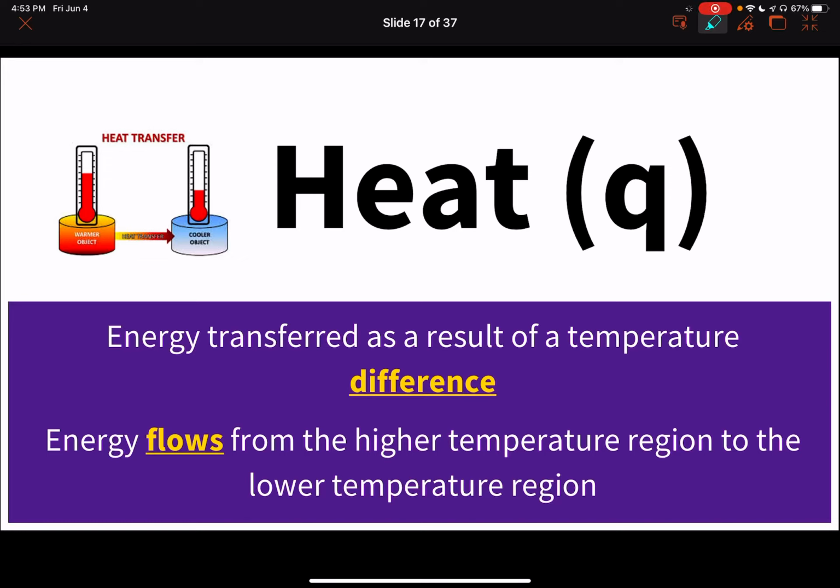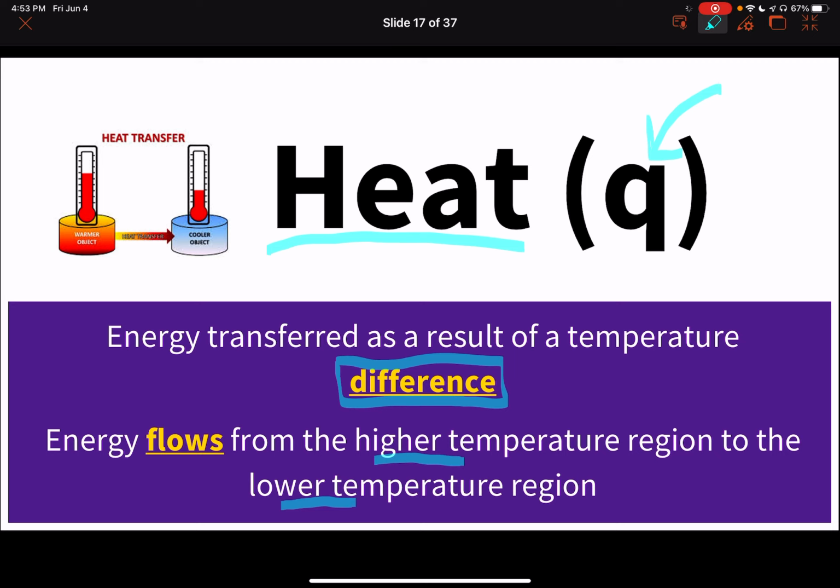Since we're in the thermochem unit, it's only natural to start talking about heat, which is represented by a lowercase q. We would see that capital H was enthalpy and lowercase h was Planck's constant. So heat is defined as energy transferred as a result of a temperature difference, and that's key. So we're going to see that energy is going to flow from the higher temperature region to the lower one.